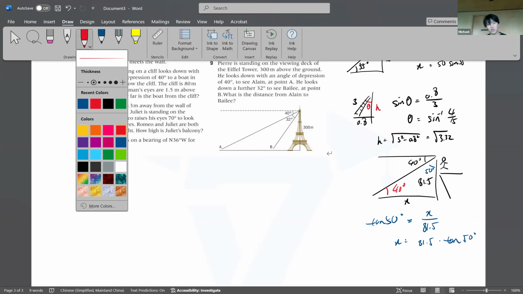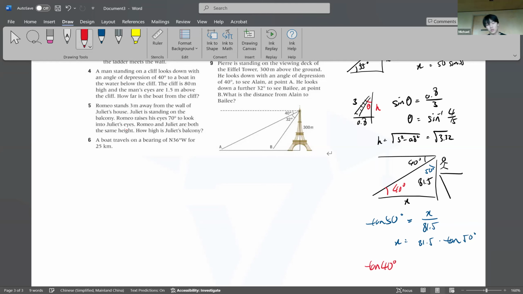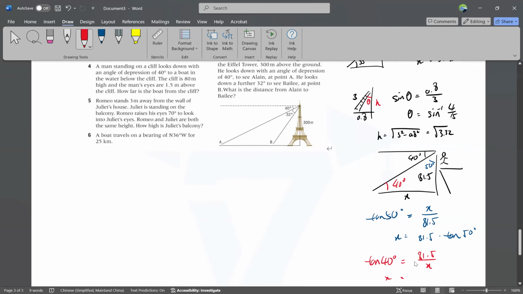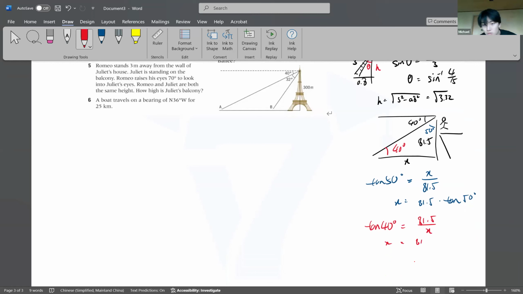All right, what about tan 40? You have 81.5 over x. And so you have your x equals 81.5 divided by tan 40. Yeah. Okay. Cool. So you know x are equal, but you are using two different ways. Okay.